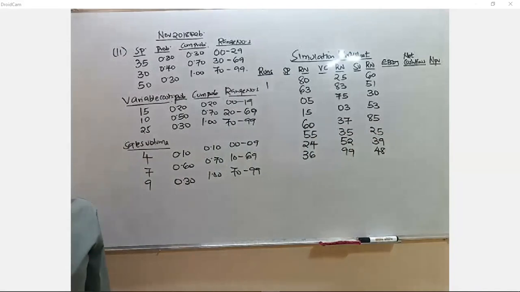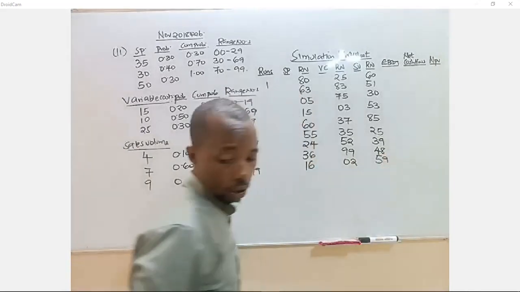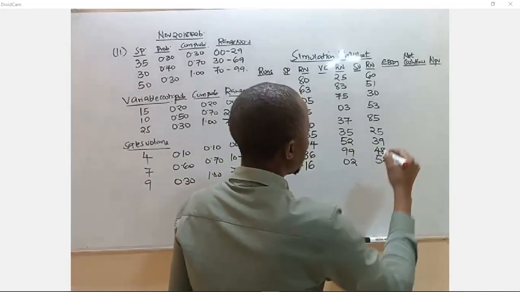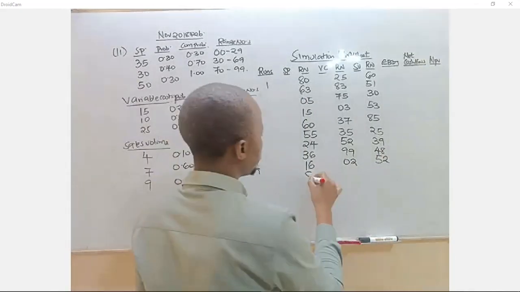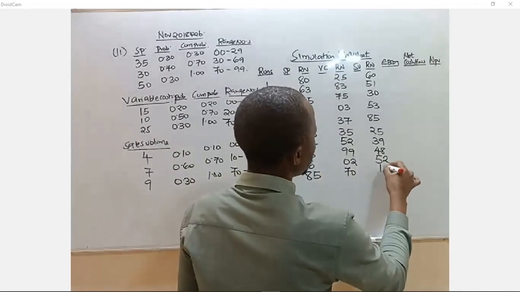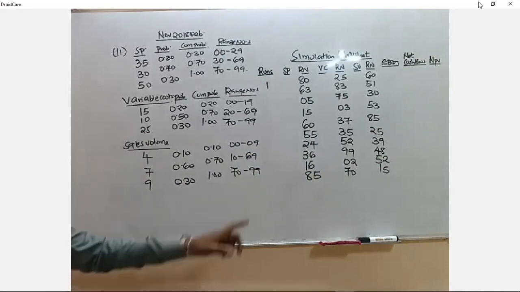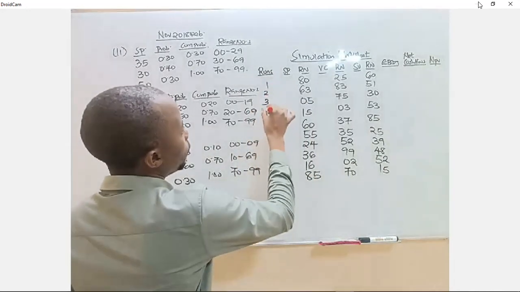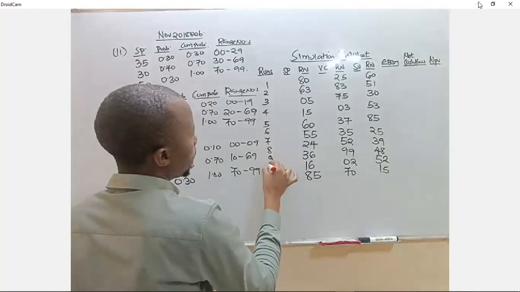The other one will be 16, 02, 52. It should be 52, not 59. Right? Then the last one will be 85, 70, 15. I think we are together up to that point. So looking at my runs, how many are they? 2, 3, 4, 5, 6, 7, 8, 9, and 10.